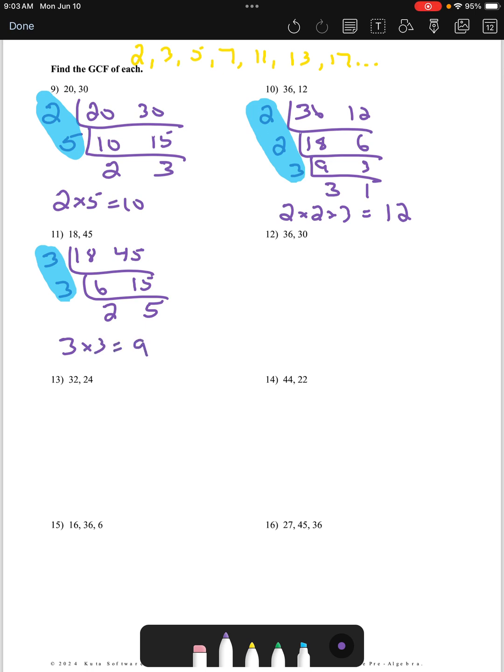What numbers are on the left? The 3s, the two 3s. So 3 times 3 tells me my GCF is 9. I invite you to pause and try 12 to 14.